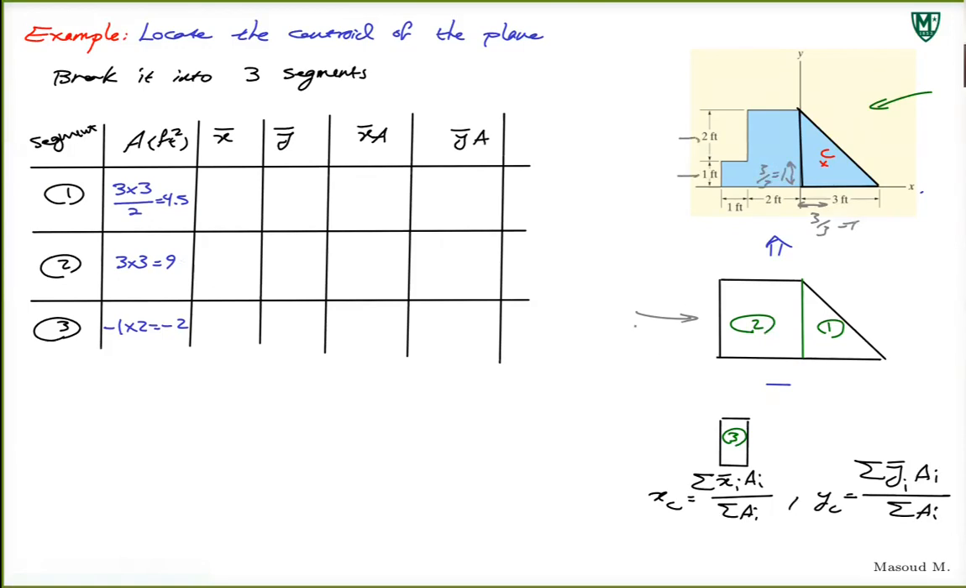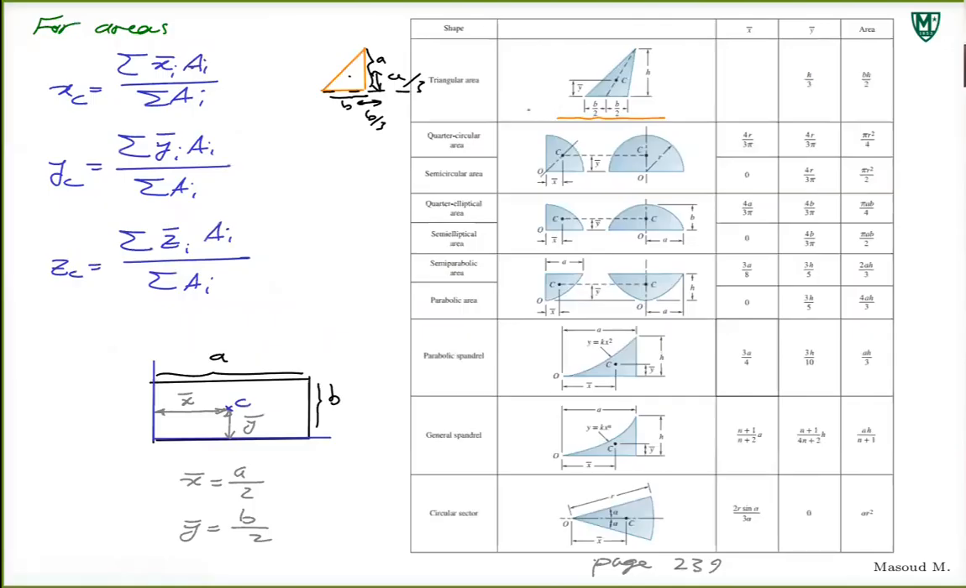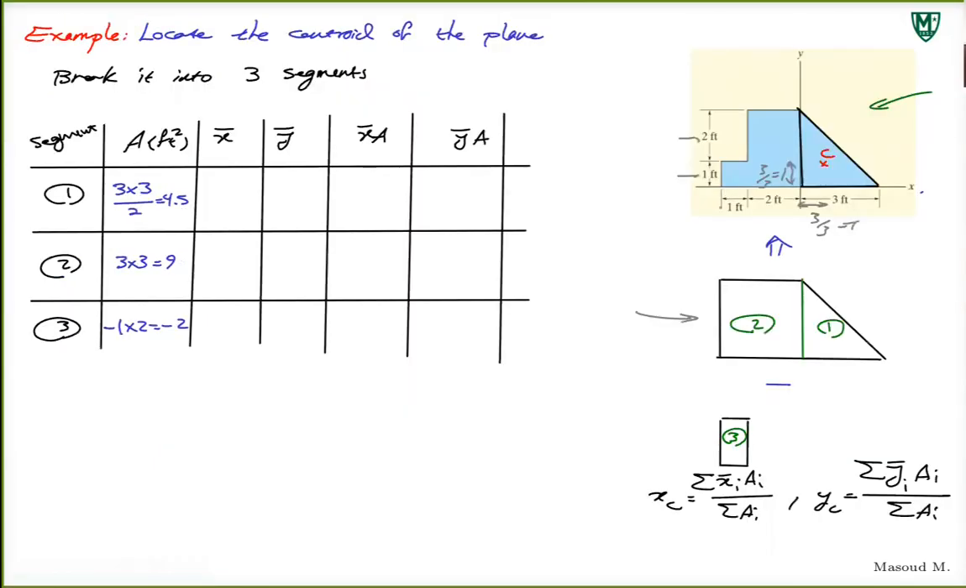Right? And we got it from our table. From our table, knowing this about the triangle, we know that the centroid is located at 1/3 from one side. All right. So knowing that, X bar becomes, well, we're looking at where this centroid is in the global coordinate frame, right? So 3 divided by 3 is 1. Right? This is 1.